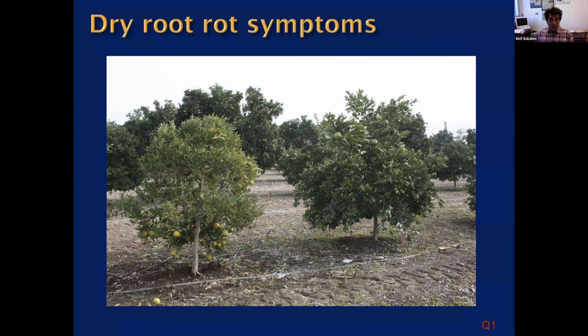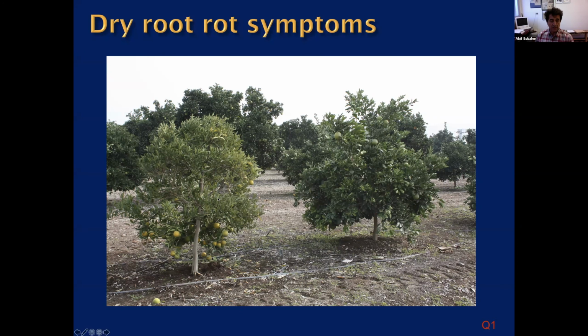So dry root rot is not a disease that affects only one single cultivar. It also can show up on different cultivars as well. In this case, you can see the two trees. The one on the left starts showing the symptoms.